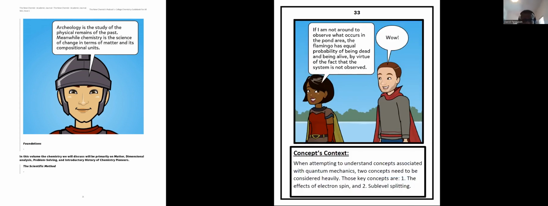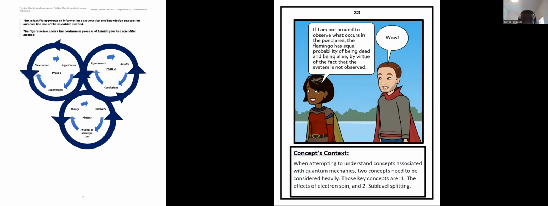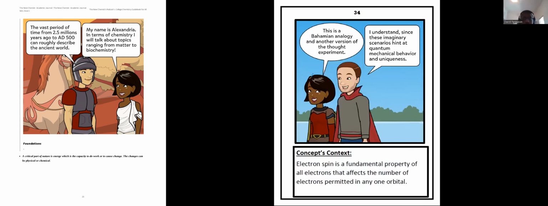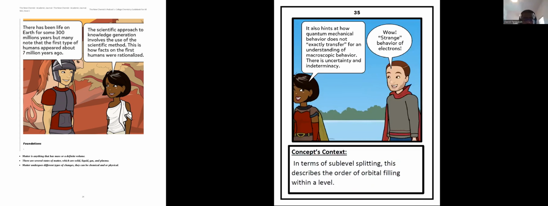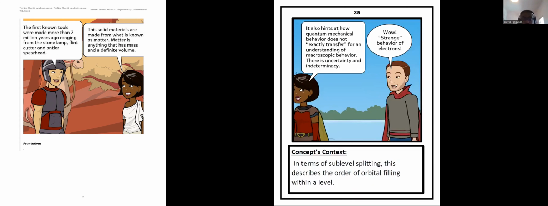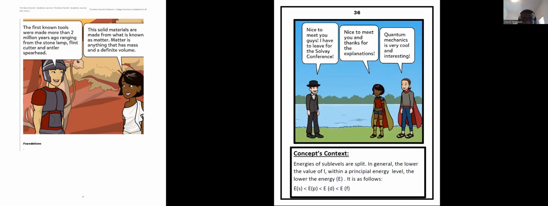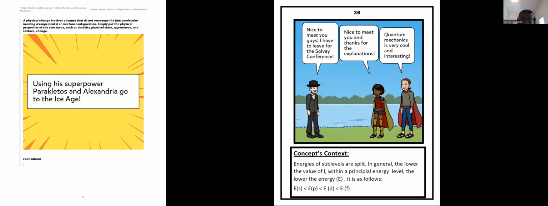Hence, this is the reason why we needed more computational power to solve Schrödinger's equation for multi-electron atoms. When attempting to understand concepts associated with quantum mechanics, two concepts need to be considered heavily: the effects of electron spin and sublevel splitting. Electron spin is a fundamental property of all electrons that affects the number of electrons permitted in any one orbital. In terms of sublevel splitting, this describes the order of orbital filling within a level. Energies of sublevels are split.